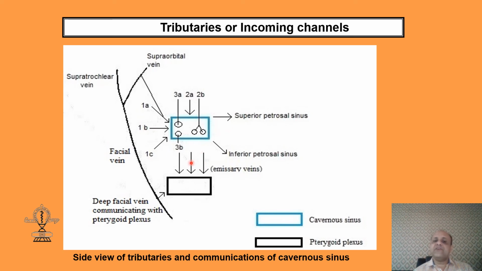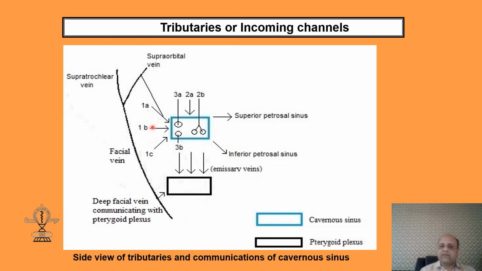And then we also have emissary veins. Now these veins are passing from the cavernous sinus and they are going into this black box, which is representing the pterygoid plexus of veins. Okay, so emissary veins from the cavernous sinus pass through foramina in the skull and have communications with the pterygoid plexus of veins. So we see the drainage channels here: superior petrosal sinus, inferior petrosal sinus, and through emissary veins into the pterygoid plexus of veins, the venous blood can go. So we have incoming channels as well as drainage channels here.